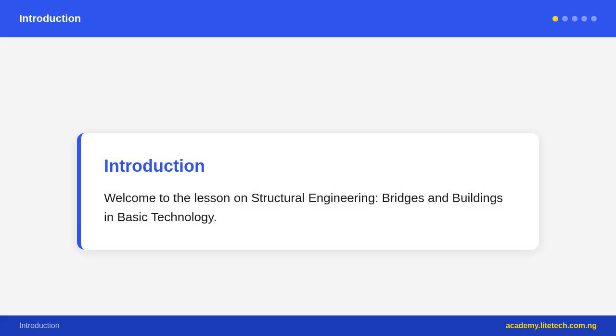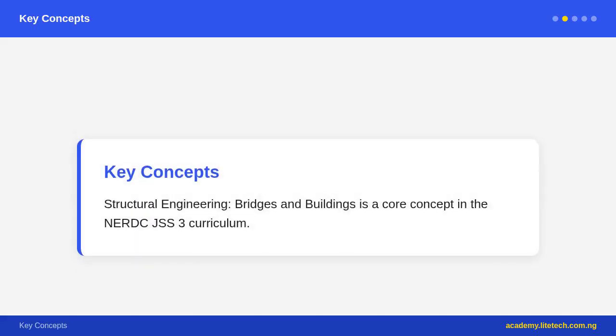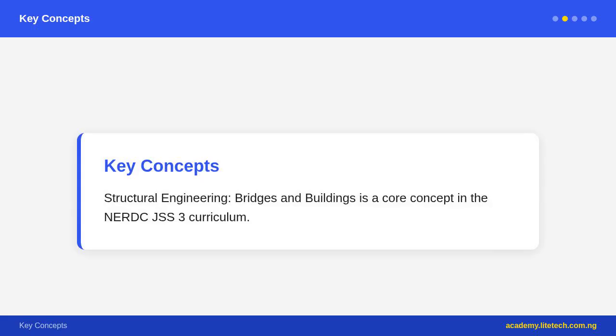Bridges. A bridge is a structure built to span a gap over a river, road, valley, or other obstacle, and carry loads safely across it. The key challenge: transfer the load from the bridge deck, road surface, down to the supports, foundations, safely.